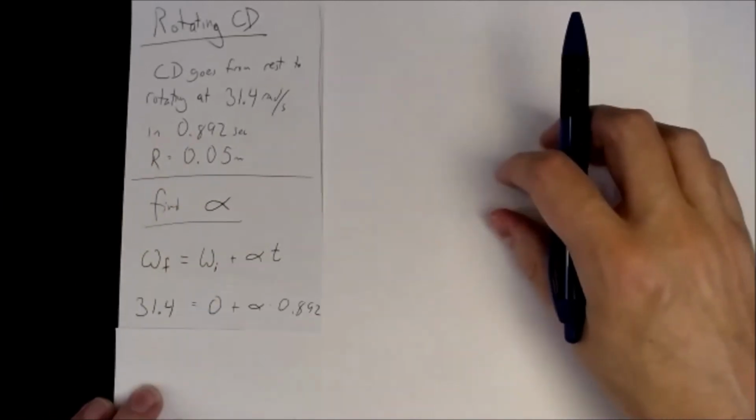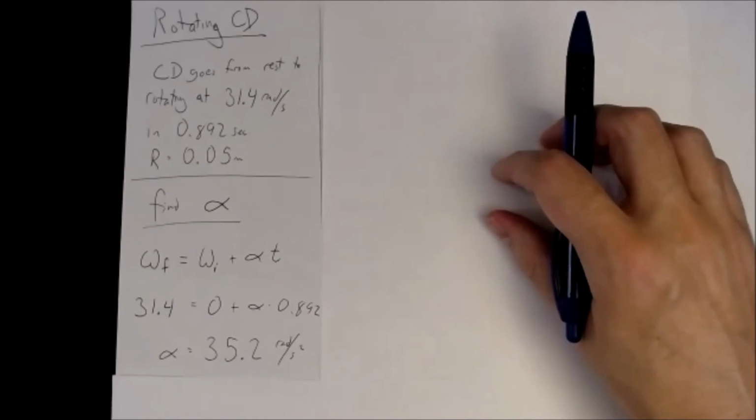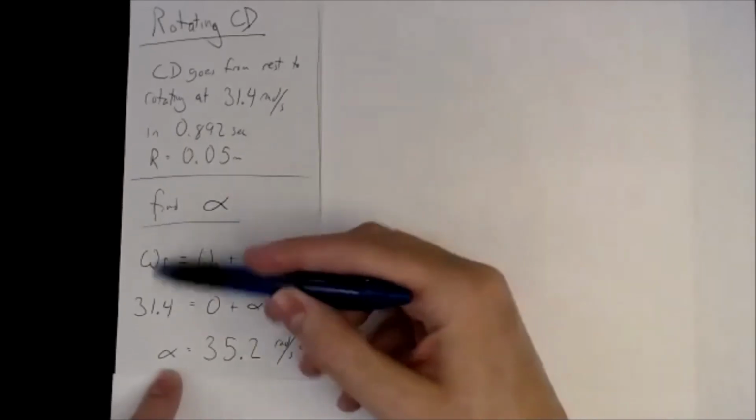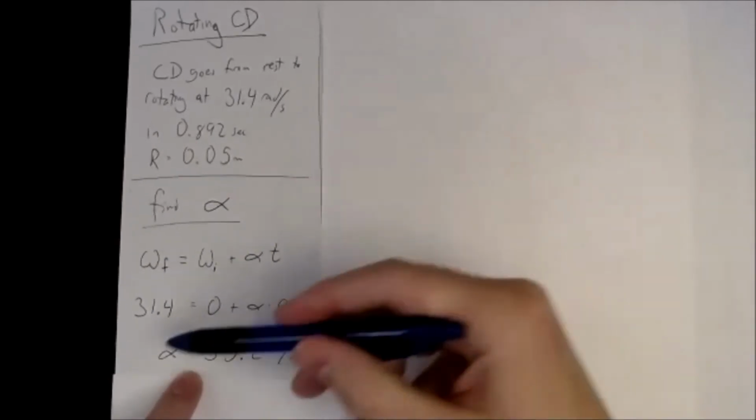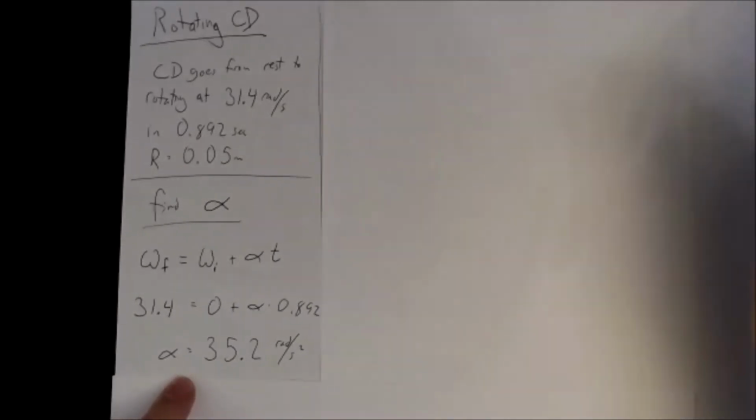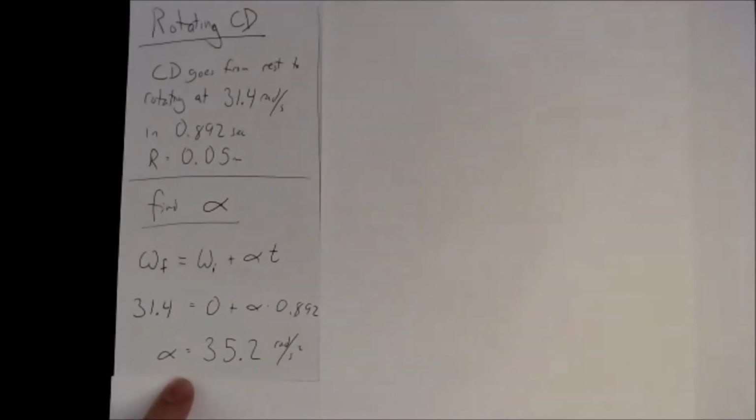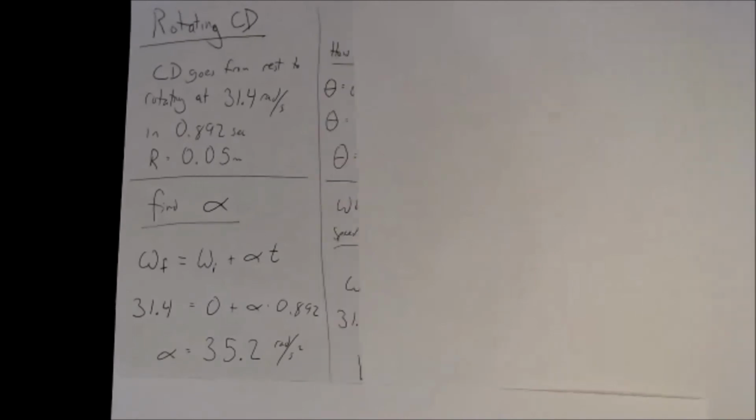Plug and chug. It is literally that simple to use this kind of equation. We plug in our values and we solve for what we need. Nothing more to it than that. That is good news.